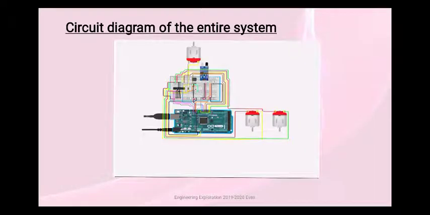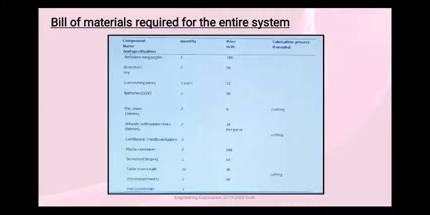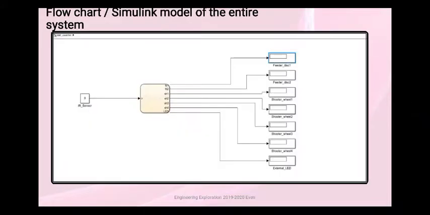Now let's see the circuit connection. In our circuit connection, we have used an Arduino Mega 2560, 3 DC motors, one of which is used to rotate feeder disc and other 2 are used for launching wheels, an IR sensor for sensing the balls, an external LED, and we have an external power supply. This is the bill of materials and circuit components, the quantity specification required to make our project. This is the Simulink model of our entire system.